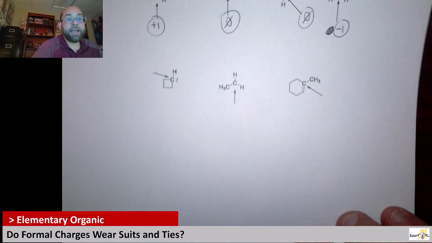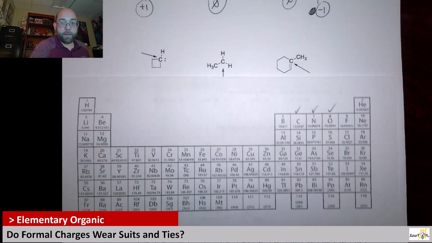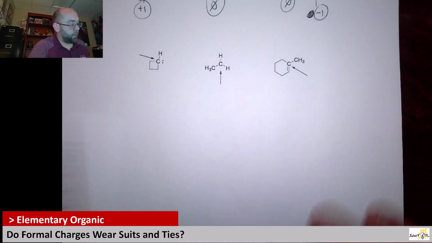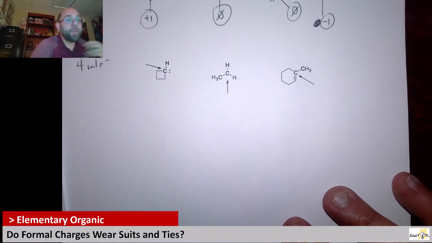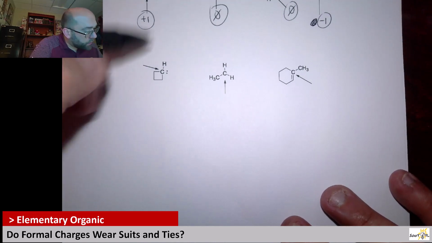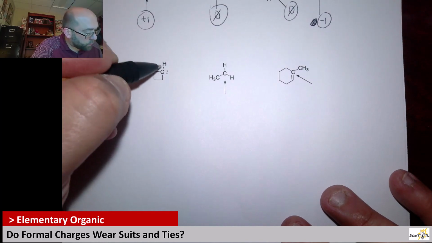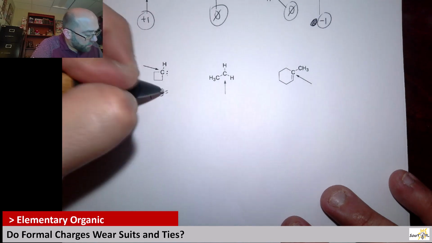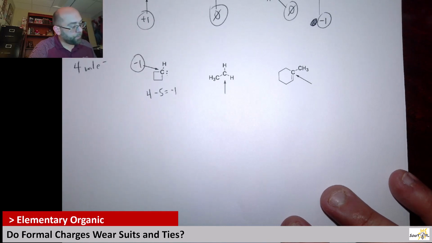All right, and looking at our carbon. Before we do that, let's go over here to our periodic table. Carbon, it started with 1, 2, 3, 4 valence electrons. So we're going to say 4 valence electrons. That's kind of my note to remember. And so now we're going to count up the electrons that are around it. So this carbon has 1, 2, 3 bonds. So that's 3. And then a lone pair. So it's 1, 2, 3, 4, 5. So we would say 4 minus 5, which would give me a -1. So this carbon has a -1 formal charge.